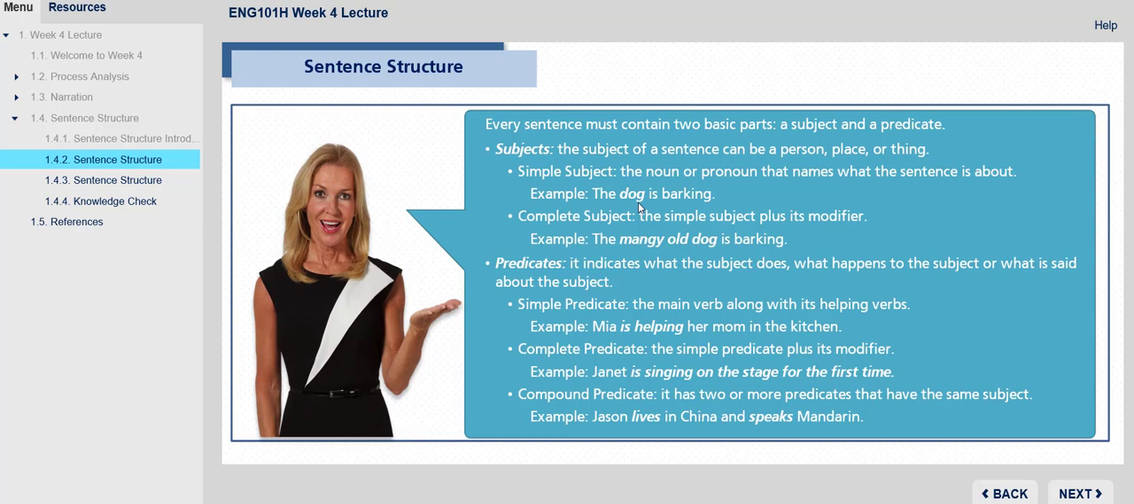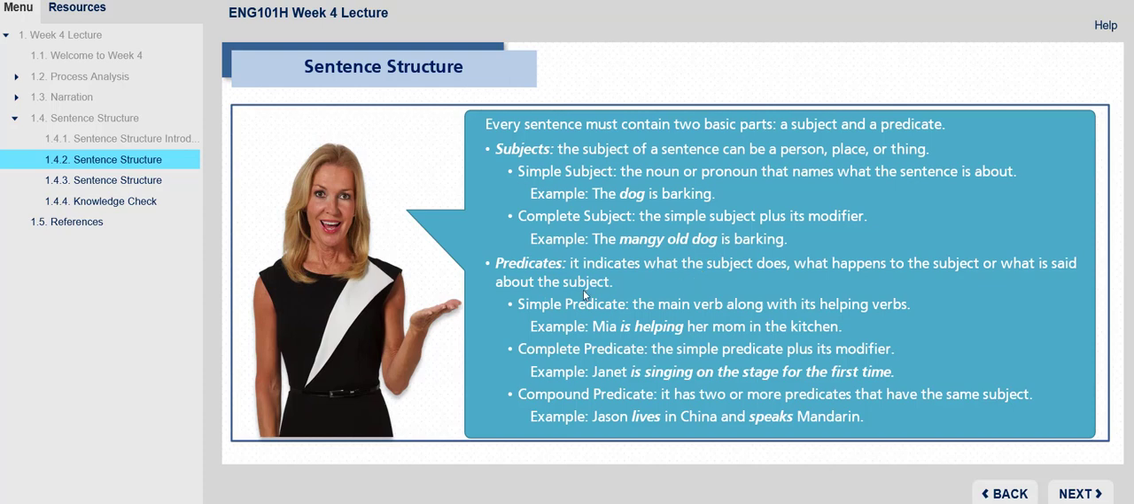I think I went over that during the week 1 quiz. If you remember, active voice is when the subject does the action, and passive voice is when the subject receives the action. So that is one of the aspects of a verb. The complete subject is the simple subject plus its modifier. The modifier, mangy old, as we already went over the parts of speech in your week 3 quiz, is adjectives. The adjective mangy old always modifies the noun dog.